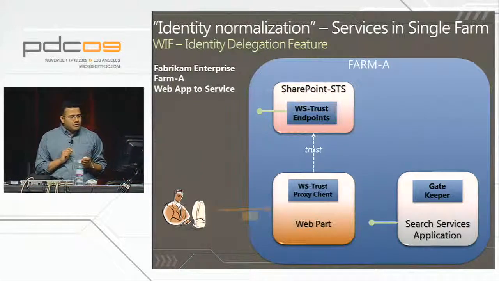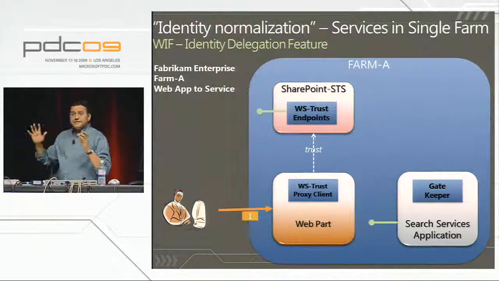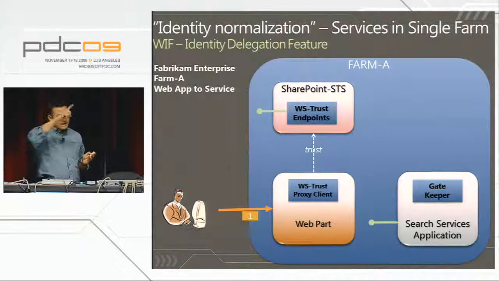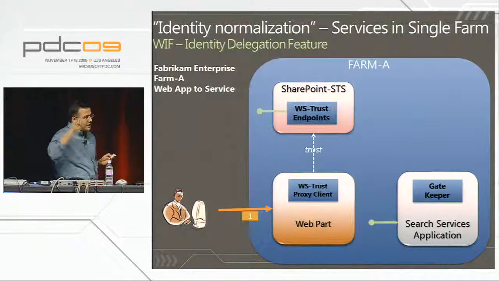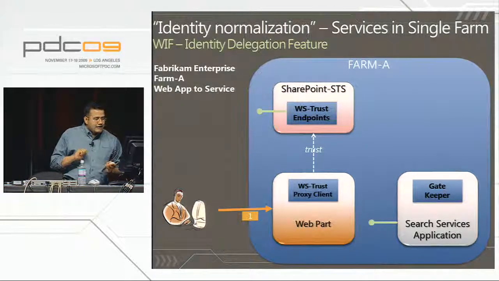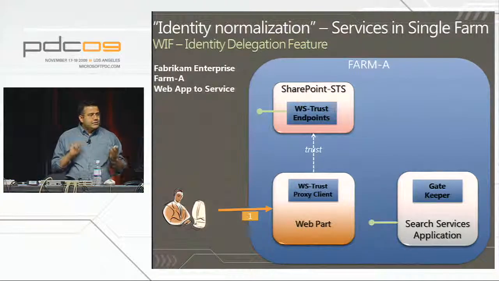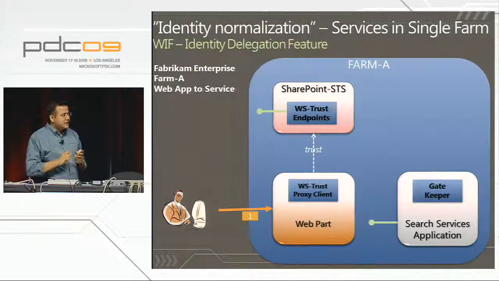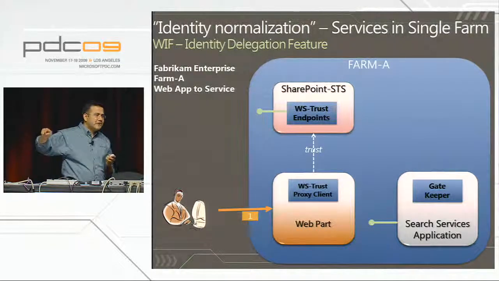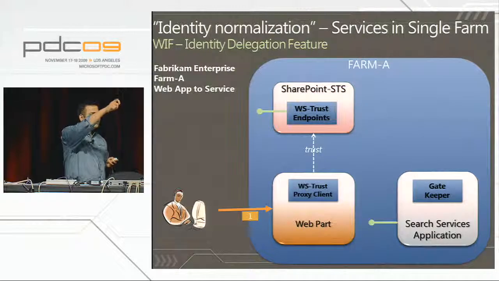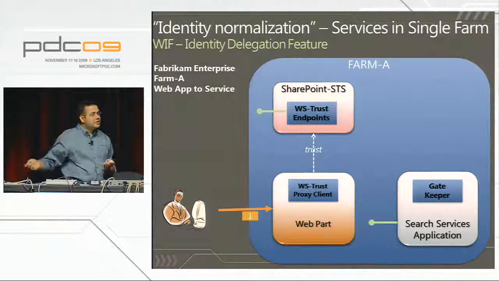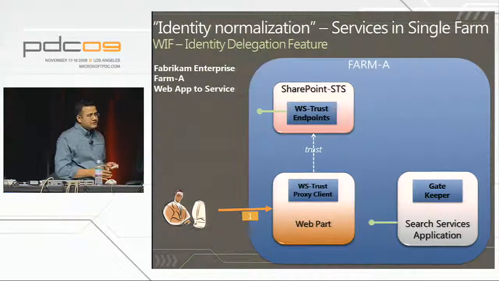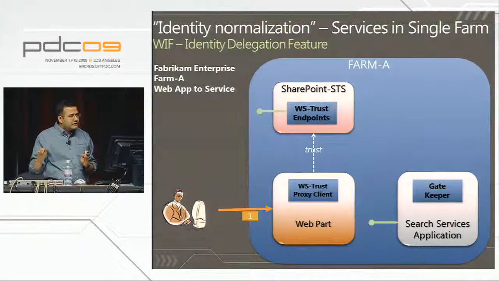Now, what the flow would be: the user accesses the web application, so he's already authenticated, right? At this level, I'm already authenticated. I am in my SharePoint web app, and I have my web part that talks to the search service. So I'm going to click that web part, and the web part, as it says here, has a WS-Trust proxy client within it. What it means is it knows that in order to access this backend service, I need to go to this STS, get a token, and then present that token to this backend service. That information is available within that WS-Trust client, which is part of WIF as well.